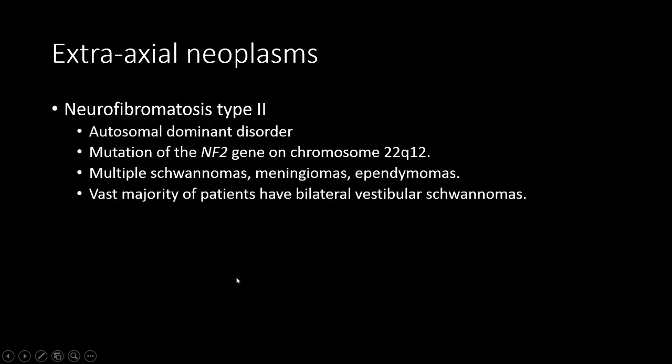Neurofibromatosis type 2 is an autosomal dominant disorder due to an NF2 gene mutation on chromosome 22. It is characterized by multiple schwannomas, meningiomas, and ependymomas. The vast majority of patients with NF2 have bilateral vestibular schwannomas.